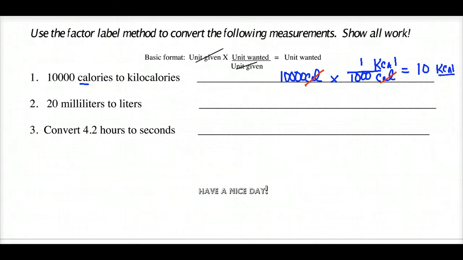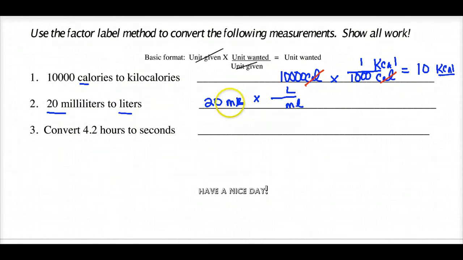Okay, so moving forward to the next one, I have 20 milliliters, just abbreviate it like that. And I want to get rid of milliliters, so milliliters go on the bottom. And I want liters on top, big L, full liter. And gosh, I'm converting a smaller unit into a bigger unit. My numerical value should go down as my unit gets bigger.